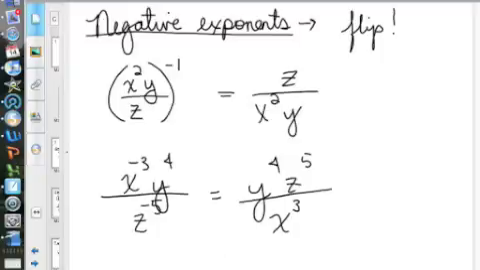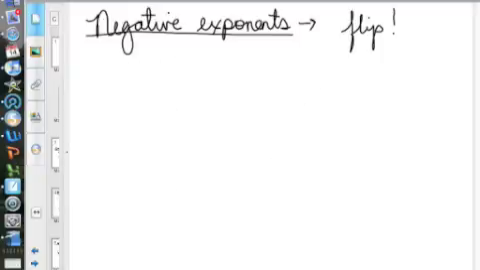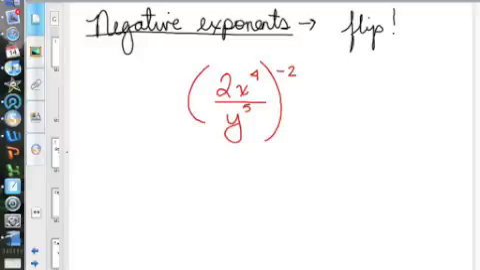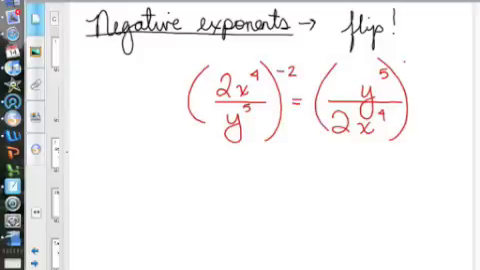Negative exponents. Remember that the negative on an exponent is simply a piece of instruction telling you to flip or to invert. You can have something like this, where the entire thing is raised to a negative exponent, which means that everything is flipped. Okay, this becomes y to the 5th over 2x to the 4th squared.